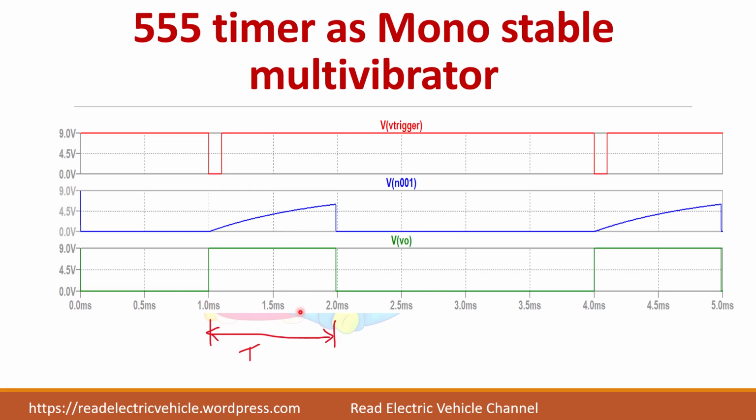So we have designed the circuit for 1 millisecond. You check the output time period, it is 1 millisecond. Here it is 2 millisecond, here it is 1. So the difference is 1 millisecond. So we are getting the output correct.